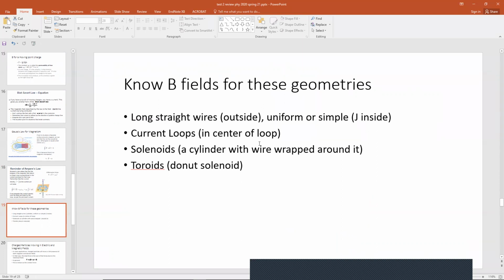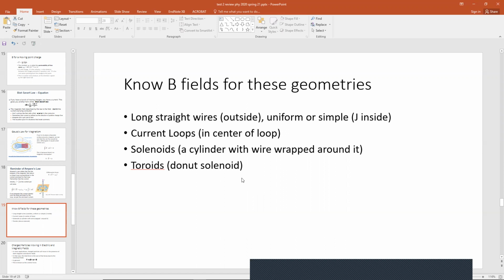Current loops, in the center of the loop, we used the Biot-Savart law for that. Long straight wires, Ampere's law is probably your best bet. Solenoids and toroids, the best bet for finding those is Ampere's law, because those are highly symmetrical situations.